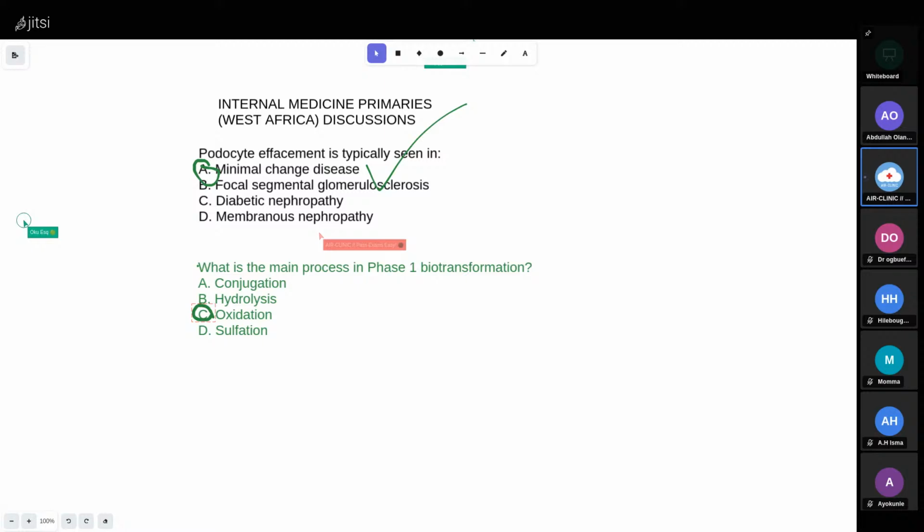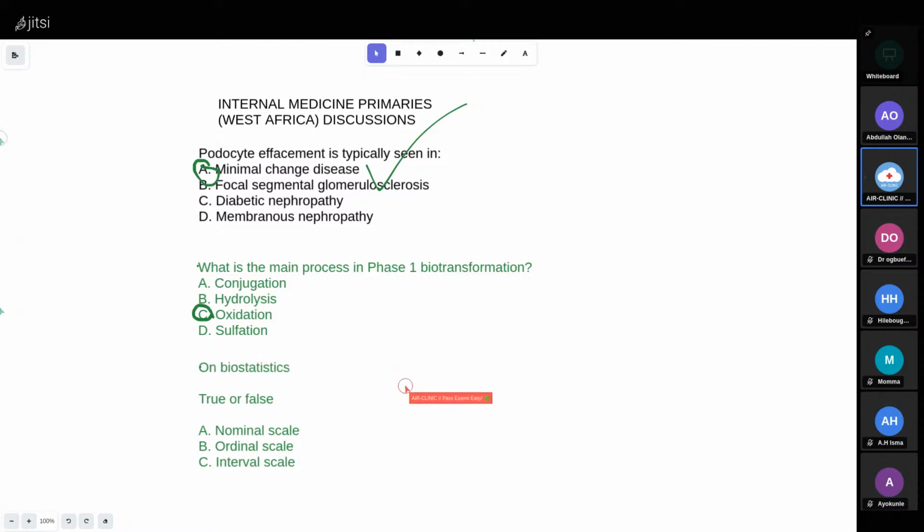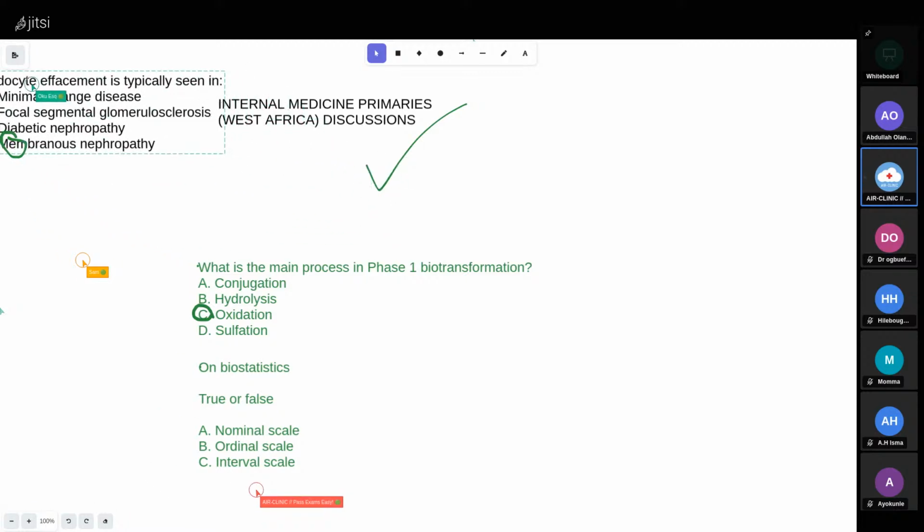So this question is a biostatistics question. If you're familiar with the syllabus of the exam, you see that statistics features in the exam. So on biostatistics, which of the following indicates true or false, right? Nominal scale, ordinal scale, interval scale. Those are the options there.